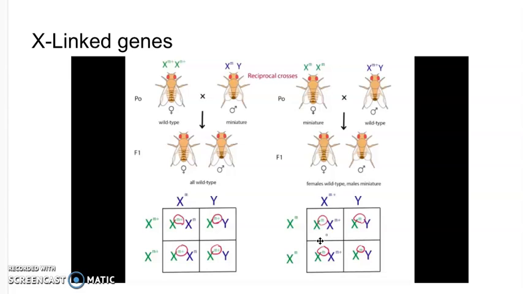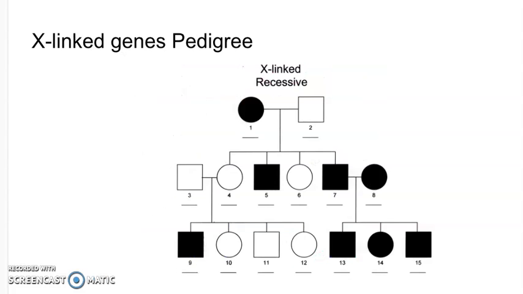So that's what we were talking about when we say usually these X-linked traits only affect the males. Doesn't mean they won't affect the females, but it's more common to show a bigger domino effect for the males. Last thing we're going to look at for X-linked genes or traits is a pedigree.